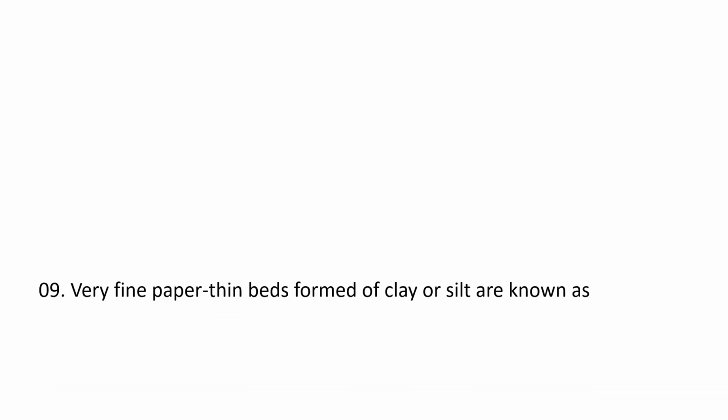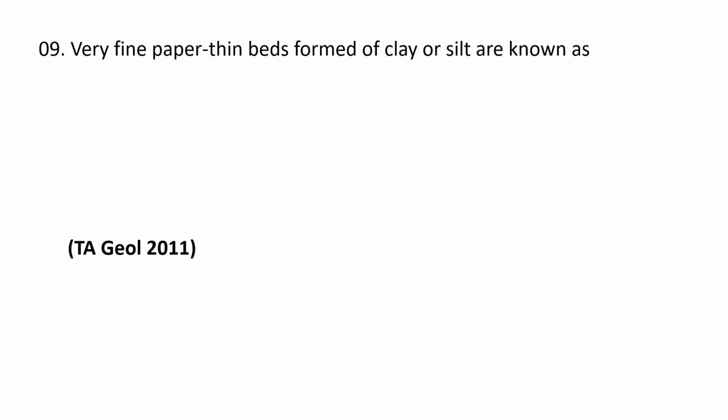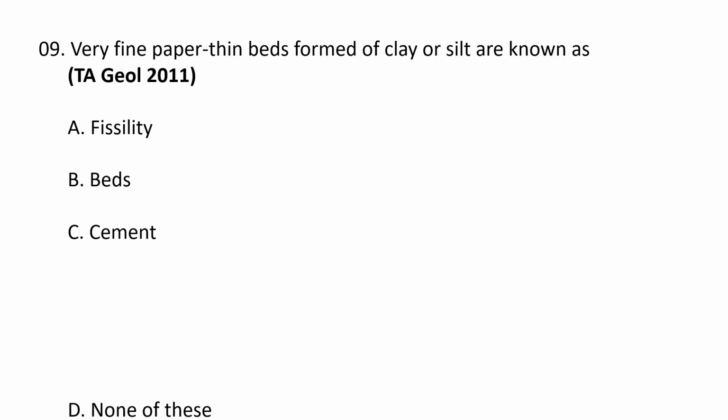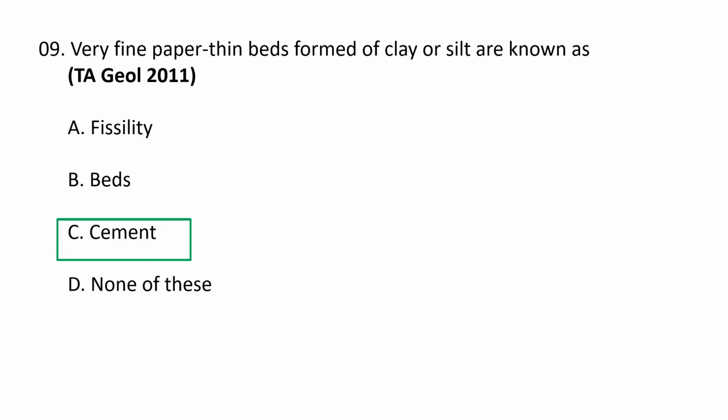Next question. Very fine paper thin beds formed of clay or silt are known as A. Fissility, B. Beds, C. Cement and D. None of the above. So the correct answer is A. Fissility. Fissility is the ability of a rock to split along flat surfaces or planes of weakness. It is a property of fine-grained rocks that is often visible in outcrops, and shale is characterized by its tendency to split into thin layers less than 1 centimeter in thickness.